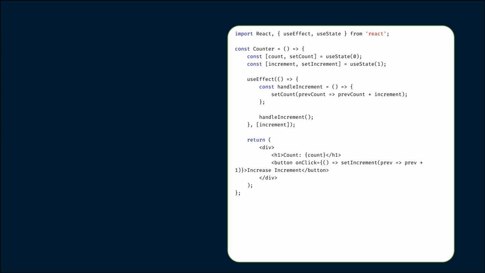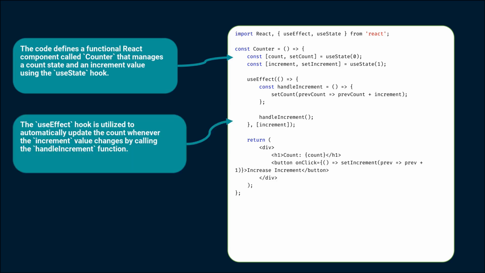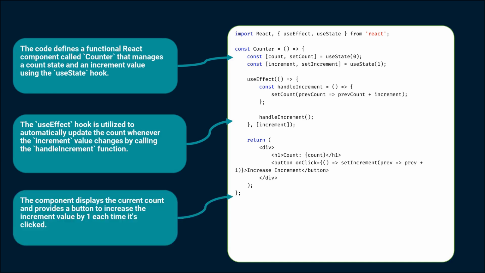Now let's see how we can implement a simple counter application using the useEffect hook to manage state changes effectively. In this code, we define a functional component called Counter, which manages two pieces of state, count, initialized to 0, and increment, initialized to 1. Within the useEffect hook, we create a function called handleIncrement that updates the count state by adding the current increment value to it. By including increment in the dependency array, we ensure that this effect runs every time the increment state changes. This is crucial because it allows the count to be updated dynamically in response to user input without causing an infinite loop, which could occur if we failed to properly manage our dependencies.